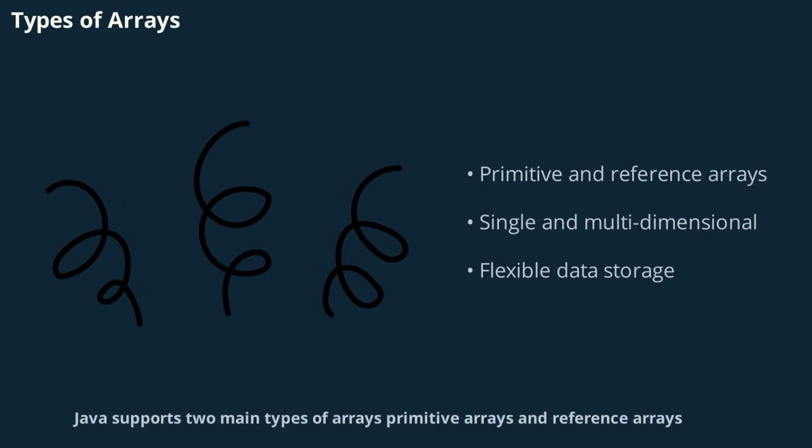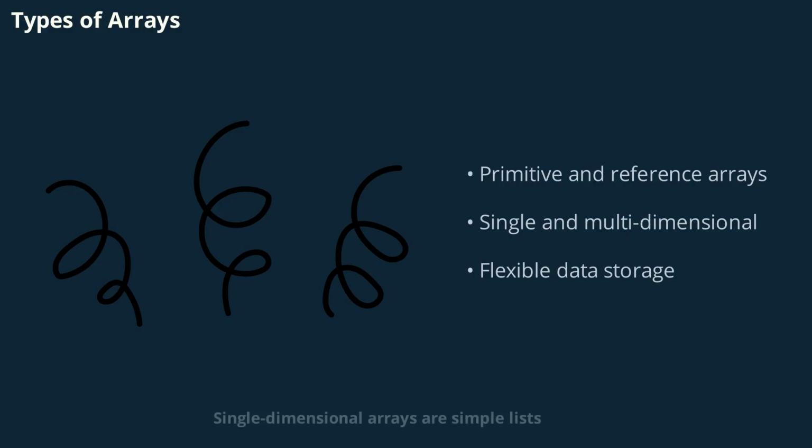Java supports two main types of arrays: primitive arrays and reference arrays. Primitive arrays store basic data types like int or char, while reference arrays store objects. Arrays can also be single-dimensional or multidimensional. Single-dimensional arrays are simple lists, while multidimensional arrays can represent tables or matrices.